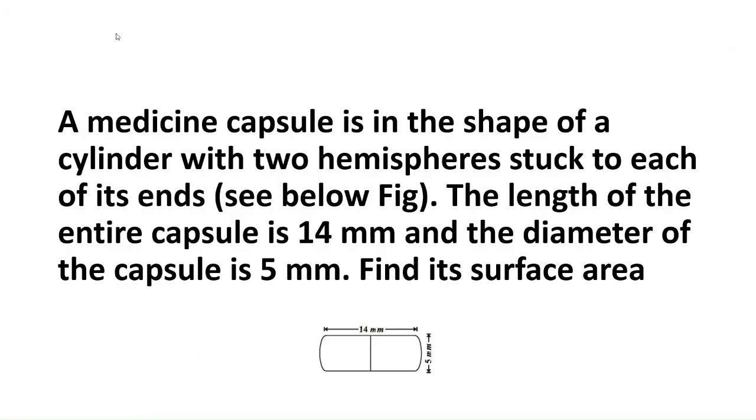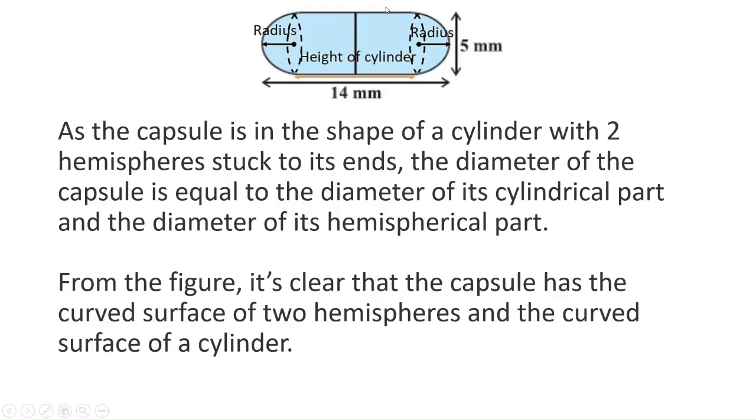Okay, so what is given here? A medicine capsule is there. It is in the form of a cylinder, and of course it has two hemispheres stuck to each of its ends, just like this. See here. So actually the capsule is in the form of a cylinder. Both the ends have hemispheres stuck at the ends, one hemisphere this side and one hemisphere this side. Okay, so this is the total shape of the medical capsule that we regularly take whenever we feel ill.